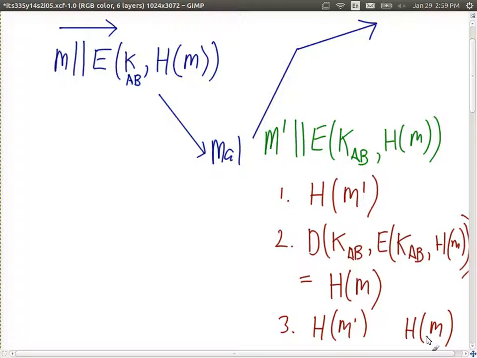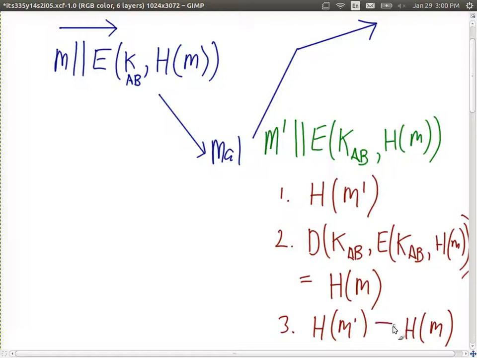Does the hash of M equal the hash of M prime? No. Why not? Because assuming we have a good hash function, our property of the hash function is that two different messages produce two different values. Since M and M prime are different, because the malicious user modified M to get M prime, the hash of the two values should be different. So they will not be equal, and that tells B something's gone wrong.